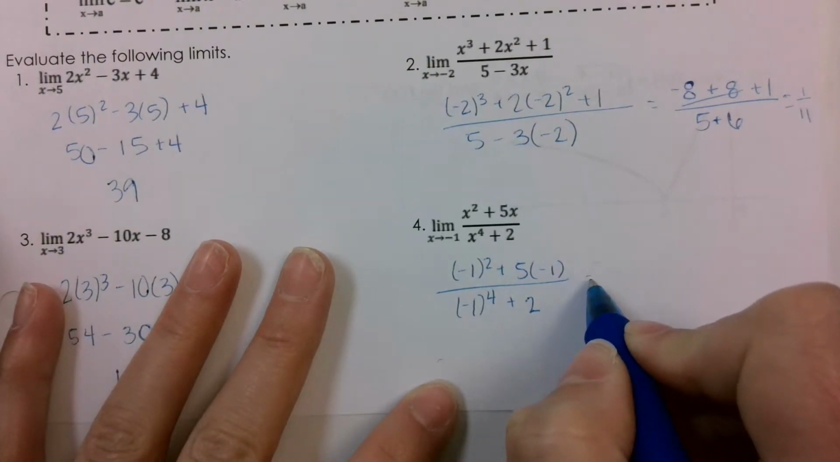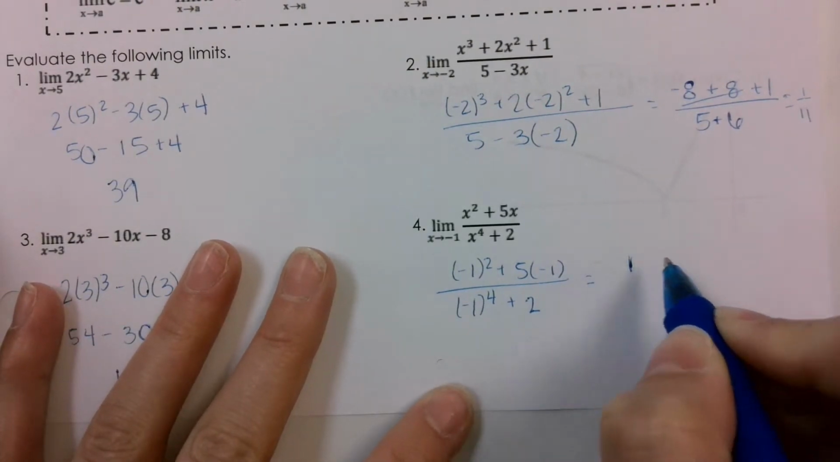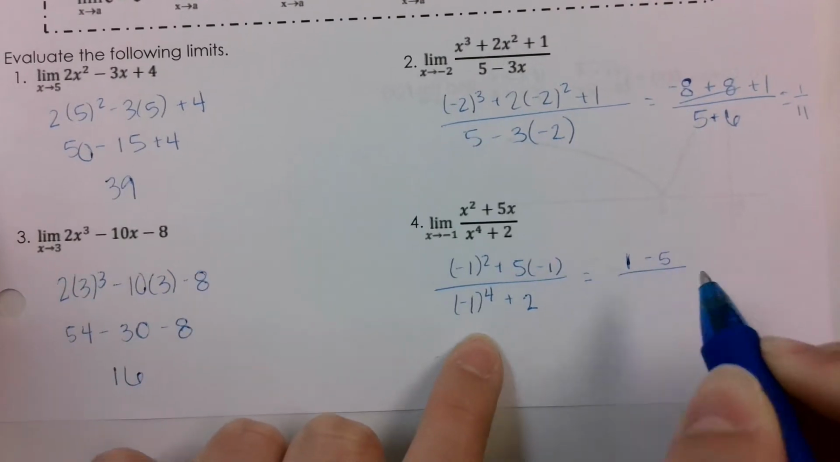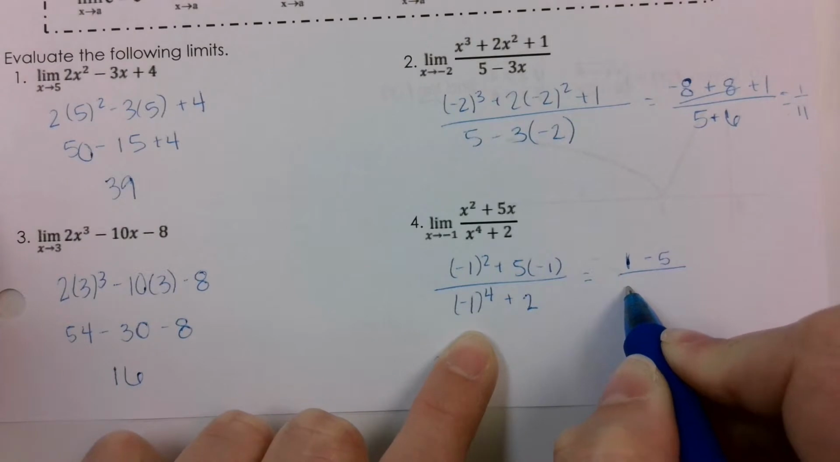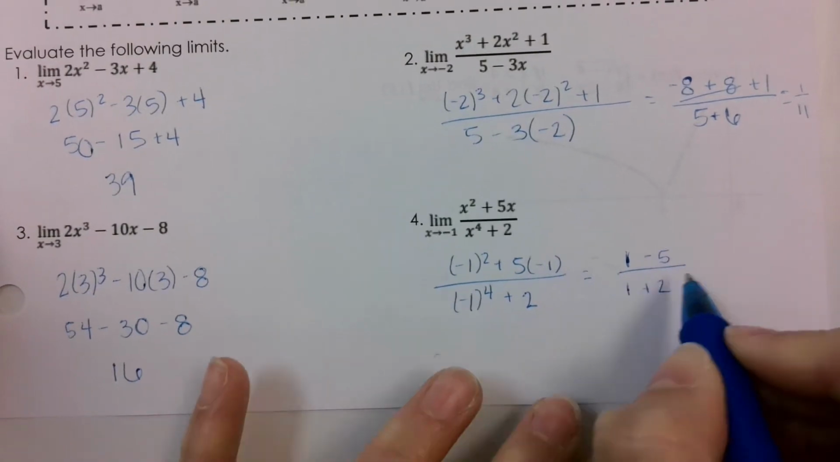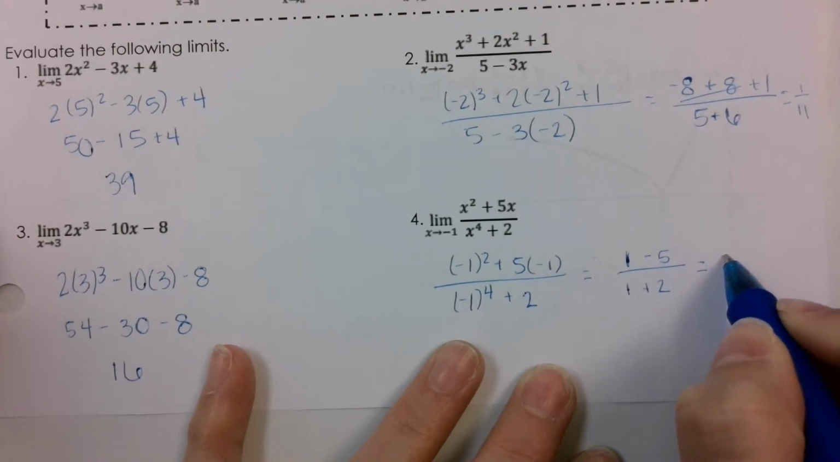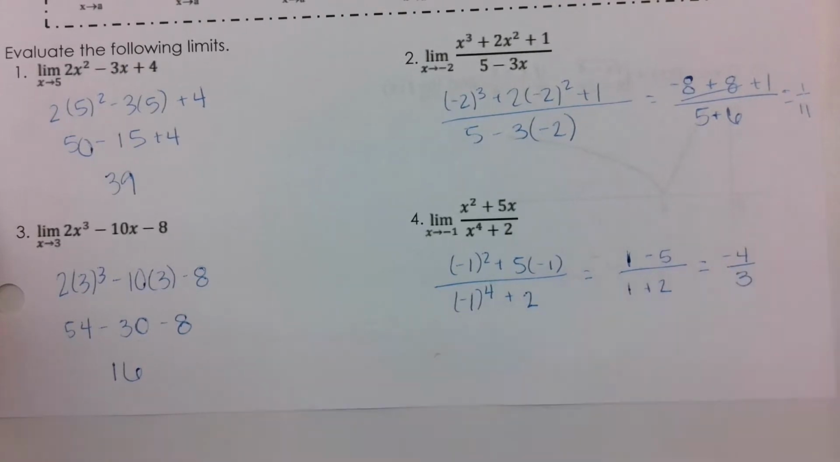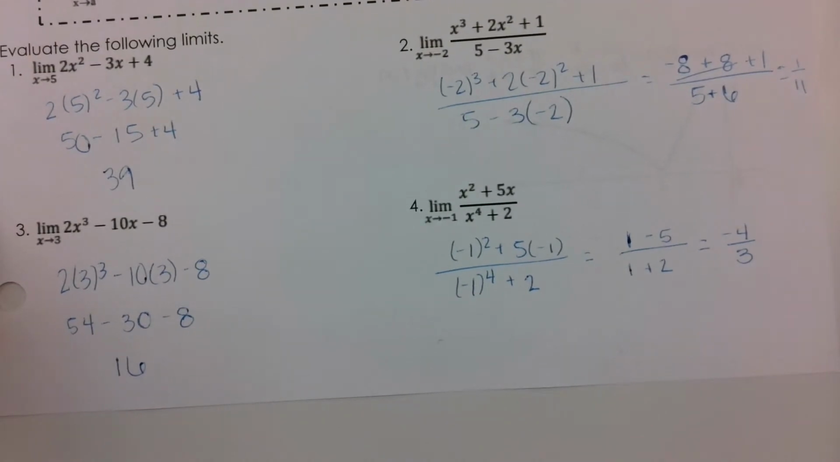So negative 1 squared, what do we get? 1 and 5 times negative 1, negative 5. Negative 1 to the 4th, 1 plus 2. So up top, what do you have? Negative 4. On the bottom, we have 3. So negative 4 over 3. Questions? So this is really not too bad, right?